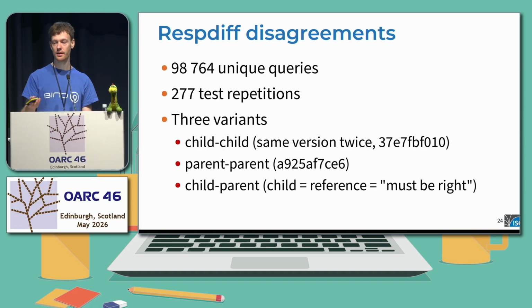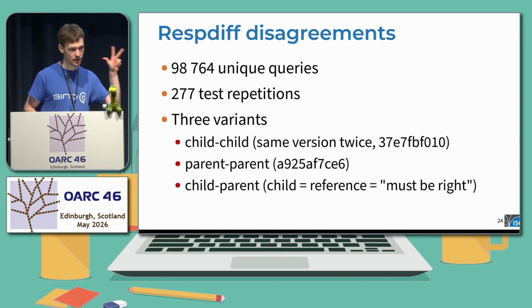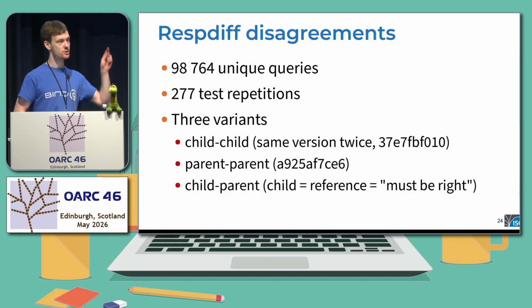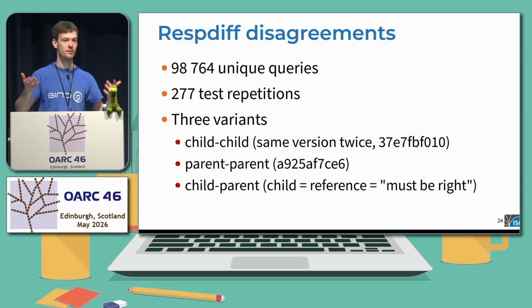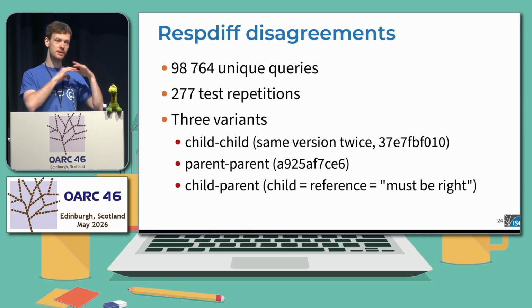Our test set had roughly 99,000 unique queries. We've repeated the whole cycle 277 times, and each repetition consisted of 3 different tests. One was child-centric BIND running in parallel to another instance of child-centric BIND, and in theory it should produce the same answers, but of course it doesn't because it's the internet. But we wanted to find out what the noise level is.